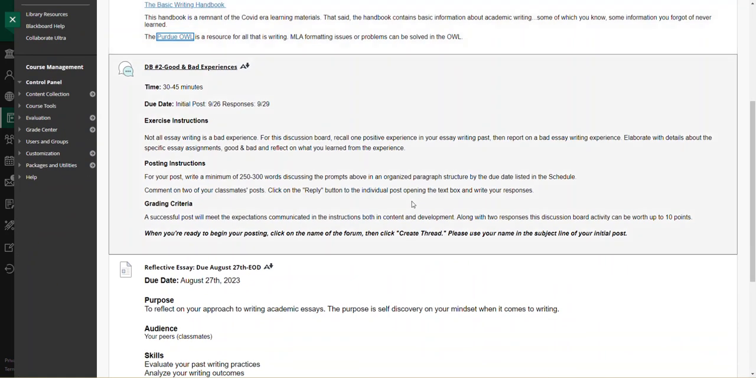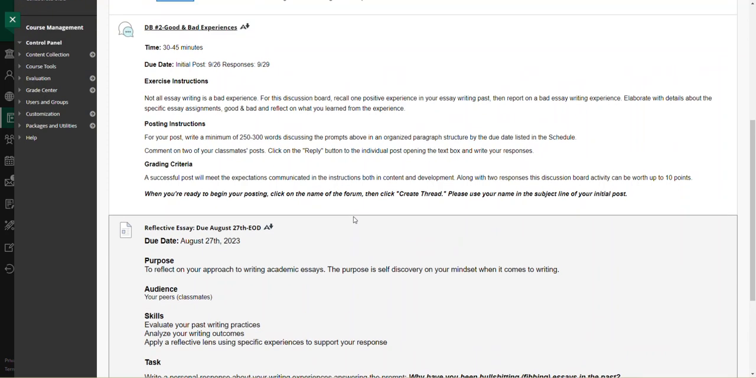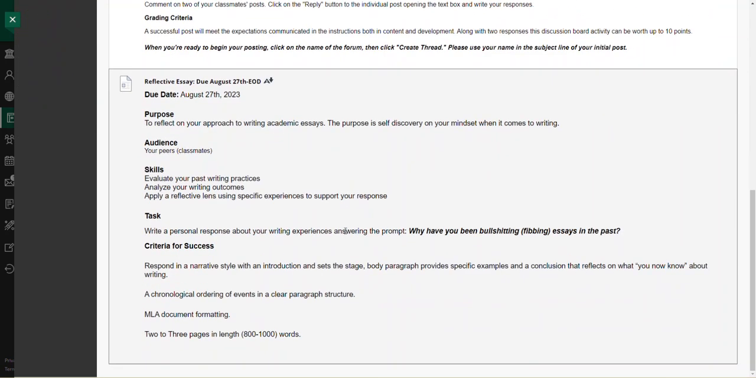Now, I've had a couple of inquiries about the reflective essay, so I think I'll just go right to that. It's pretty straightforward. The discussion board number 2 about a good and a bad experience and looking back at your past writing. So this is pretty much what it is, and as it is written here, okay? This essay, as the purpose is to reflect on your approach to writing academic essays. This is a reflective essay. The purpose is self-discovery on your mindset when it comes to writing. So what I'm asking you to do is to look back in your academic writing history and writing essays and reflect on that. And I have a very distinct prompt here.